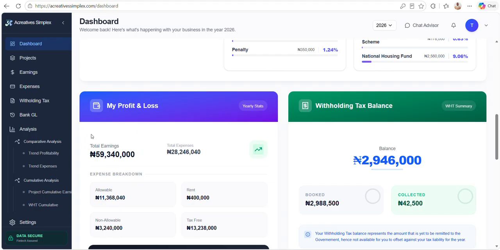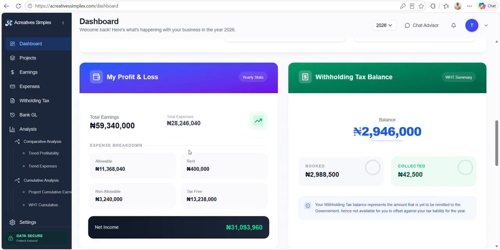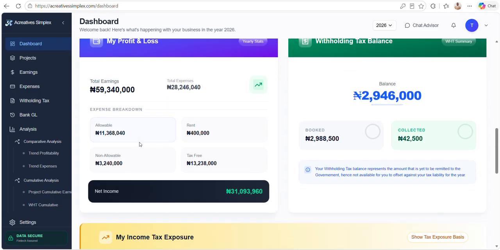Now, look, this is our total earnings that we earned on all the projects for the year. Then these are all the expenses that we incurred for the year, the holistic value. Now, this is the breakdown of this 28.246. The breakdown of our total expense is: allowable expense is 11.368 million, rent, or non-allowable. So if we add all of these four together, they will give us our total expense of 28.246.